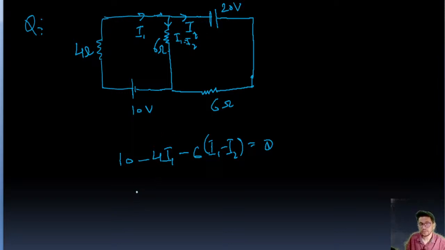Similarly, we are going to solve this: minus plus, this is the direction. This means 20 minus 6I2, minus this, you need to understand the current direction is this side and we are going up. So this is going to be 6(I1 minus I2), which means it is going to be I2 minus I1, equal to 0. It's simple. Now you can solve it, you will get the answer, guys.